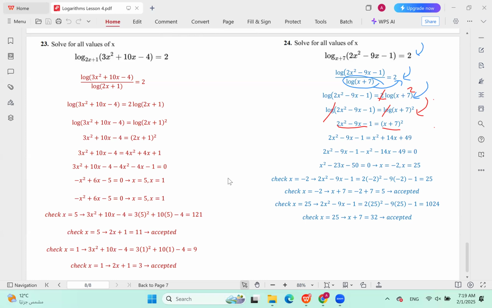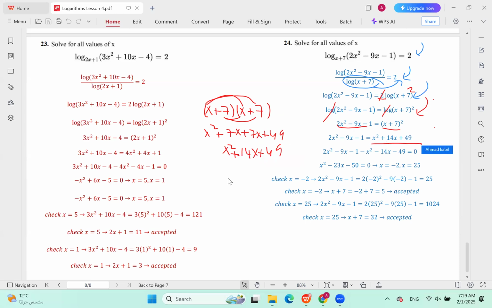I'll do it for you just to make sure. X plus 7 multiplied by x plus 7. This gives us x power 2 plus 7x plus 7x plus 49. So x power 2 plus 14x plus 49 is the solution to that. And we have that on the right-hand side right here.